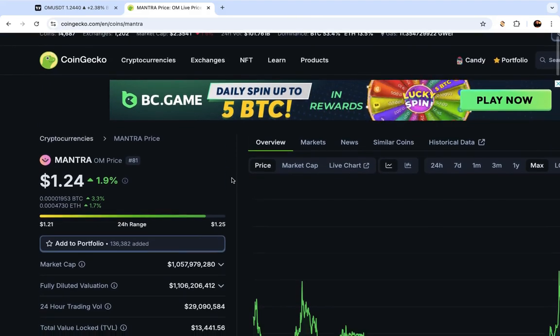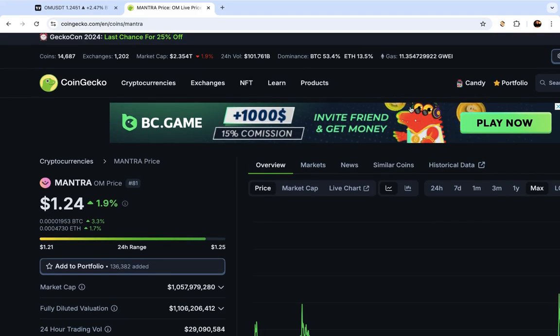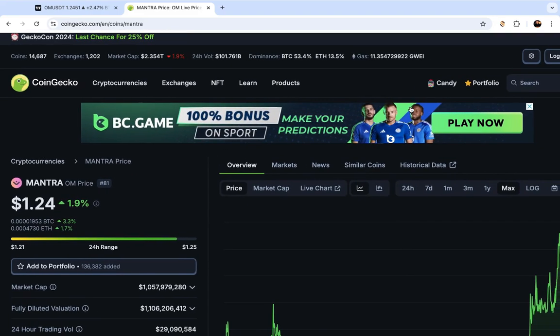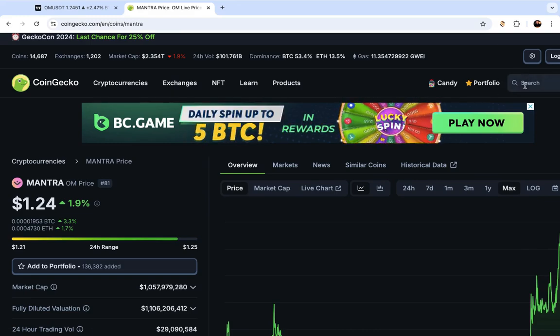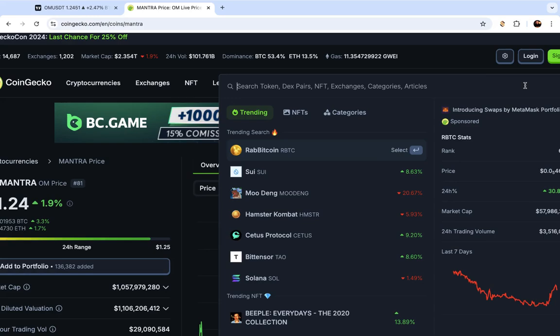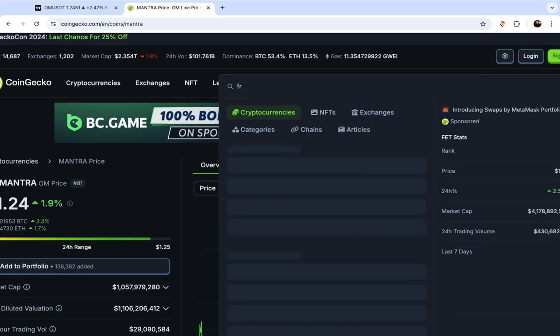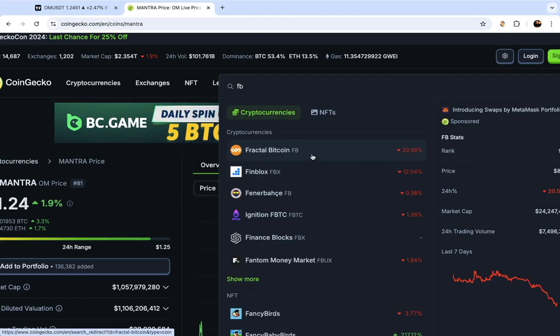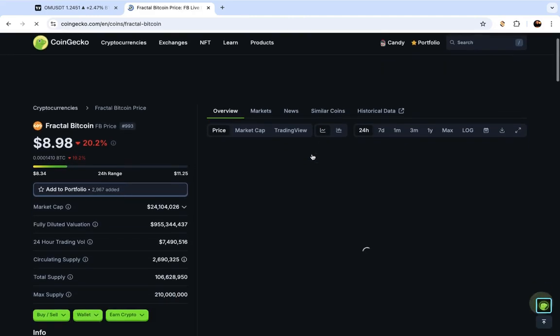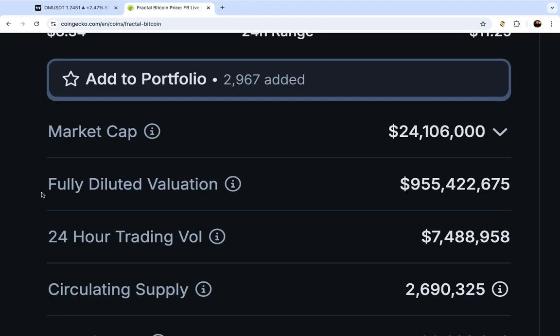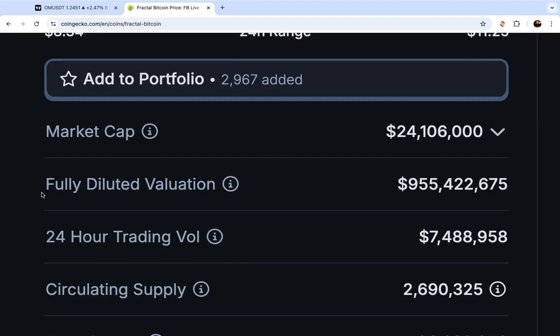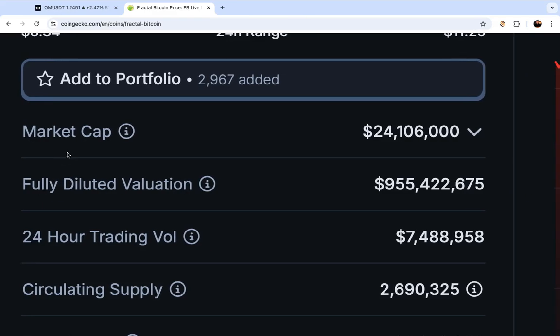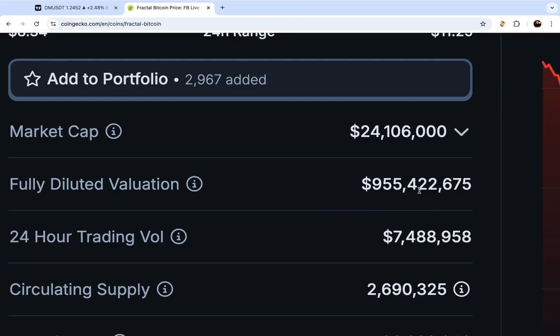So let me give you an example of a project that has a very bad relationship between the market cap and the fully diluted valuation. Let's take a look at, for example, Fractal Bitcoin, FB. FB at the moment has a very poor market cap valuation in ratio to the fully diluted valuation. Take a look at this. The market cap is 24.1 million US dollars, and the fully diluted valuation is almost $1 billion. So which one would you go for?